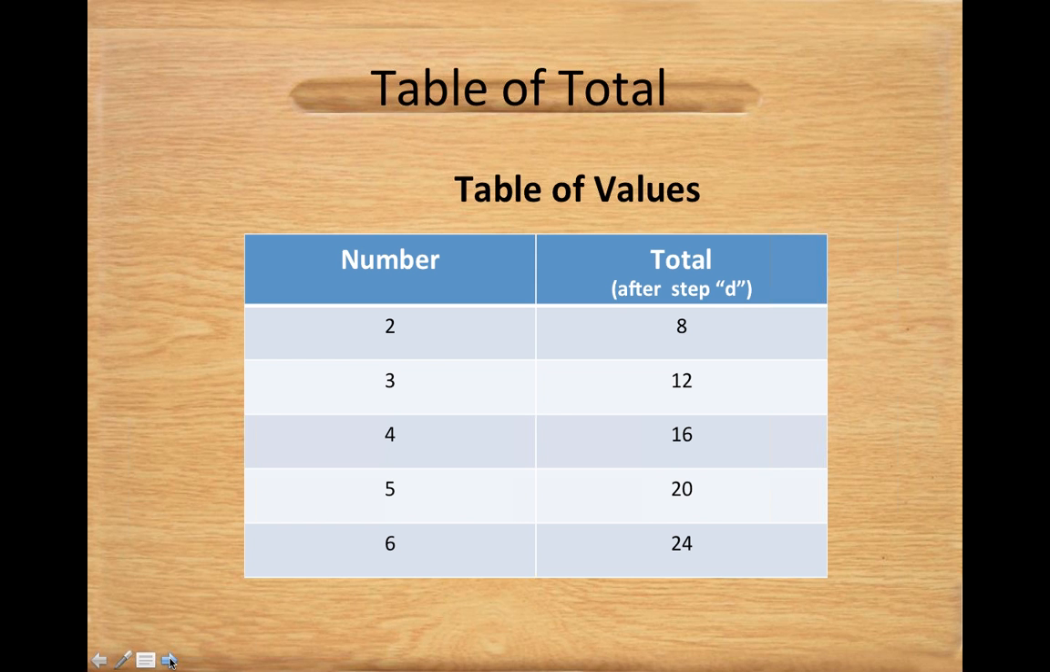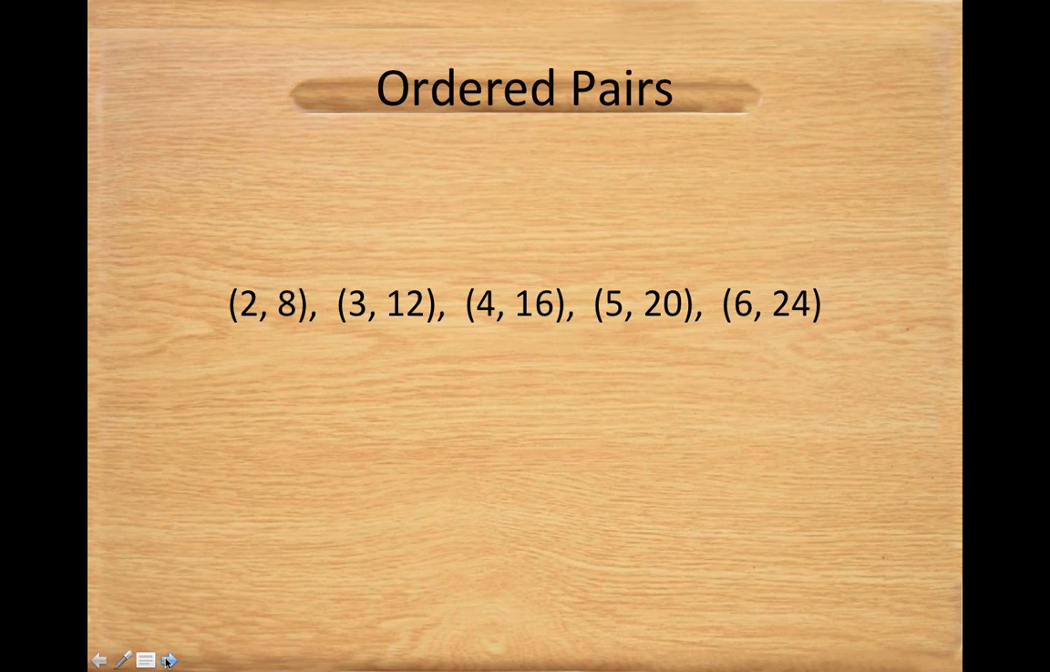So when I put in a 2, I come out with a total of 8. When I put in a 3, my input is a 3. My output is a 12. So I'm looking at creating a table and a set of ordered pairs. So here are my ordered pairs.